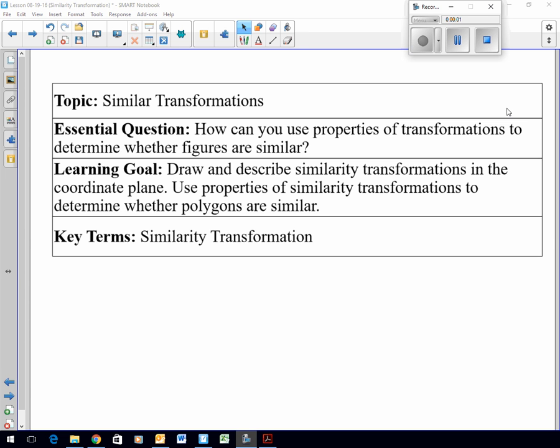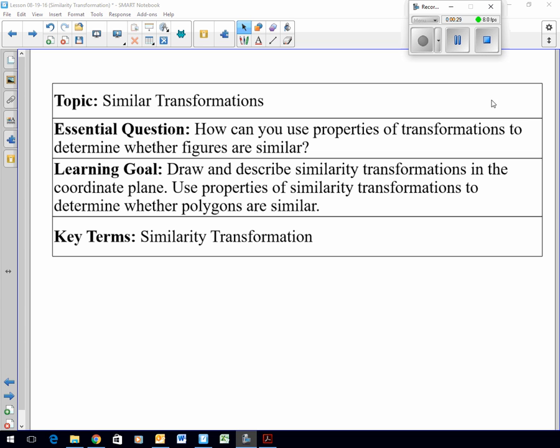Guys, today we are going to be talking about similarity transformations. How can you use properties of transformations to determine whether figures are similar? Our learning goal is to draw and describe similarity transformations in the coordinate plane, and to use properties of transformations to determine whether polygons are similar. Our key term today is similarity transformation.